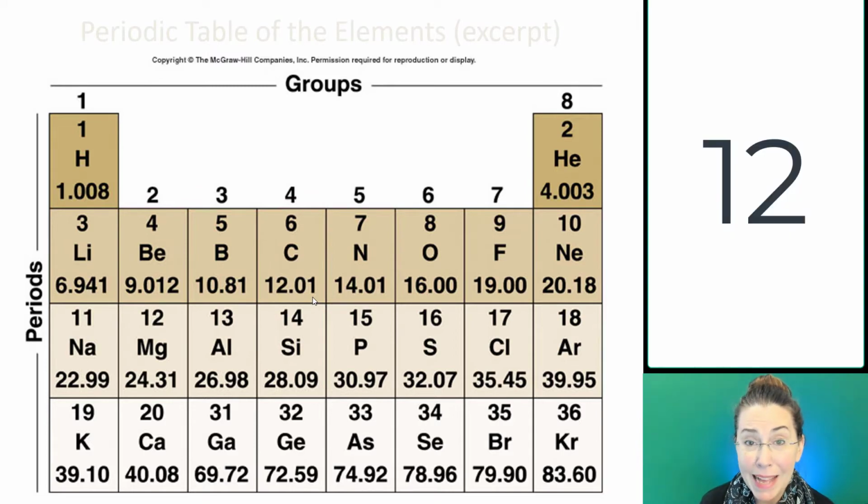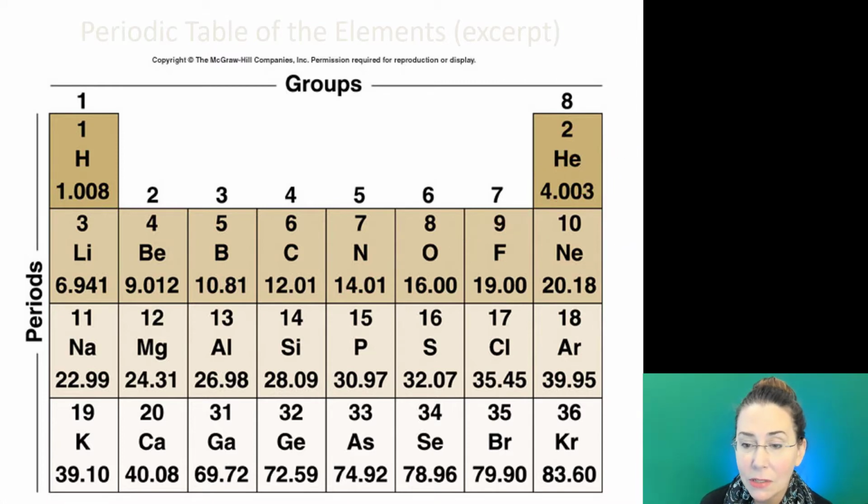Well, carbon's mass number would be 12, because if we round 12.01 to its nearest whole number value, that would be 12. Let's take a look at aluminum. Aluminum down here, its atomic number is 13. Its atomic mass is 26.98. What would its mass number be?